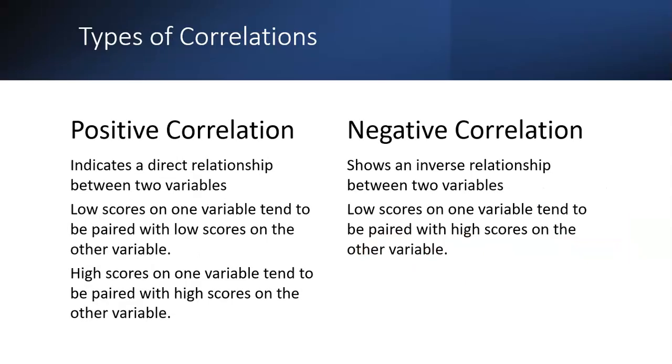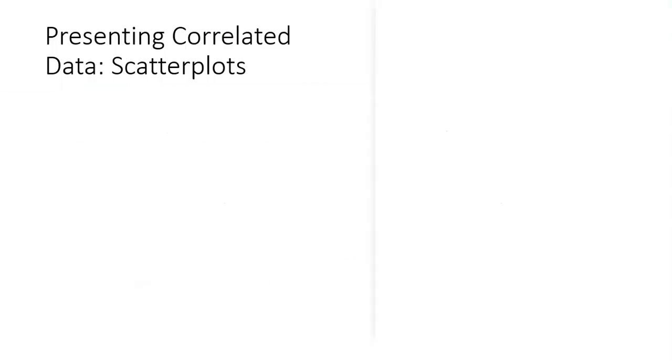Now, these types of correlations, just to review what I've already talked about, positive correlations indicate a relationship between two variables in which, as scores increase on one variable, scores on the other variable also increase. So low scores on one variable tend to be paired with low scores on the other. High scores on one variable tend to be paired with high scores on the other. The reverse is true with negative correlations, where as one variable increases, the other variable decreases.